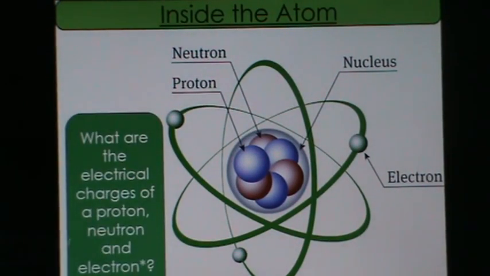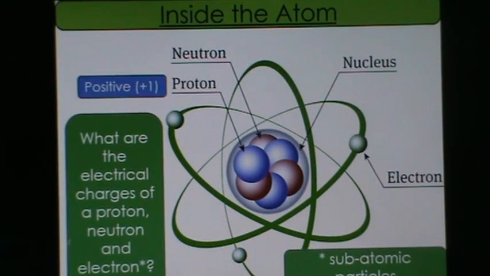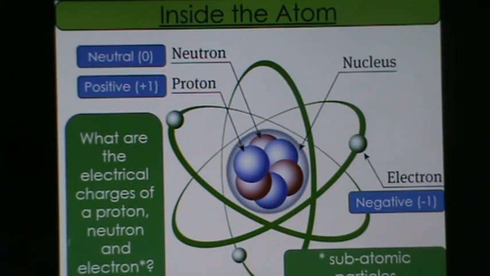Now I wonder if you can recall the electrical charges of a proton, neutron, and electron. Have a think for a moment. Protons have a +1 charge. They are positively charged. Easy way to remember it, P for proton, P for positive. Next, we have electrons. Electrons have the opposite charge to protons, so they are negative or -1. Neutrons, however, have no charge at all. That is why they are called neutrons. It's very similar to the word neutral.